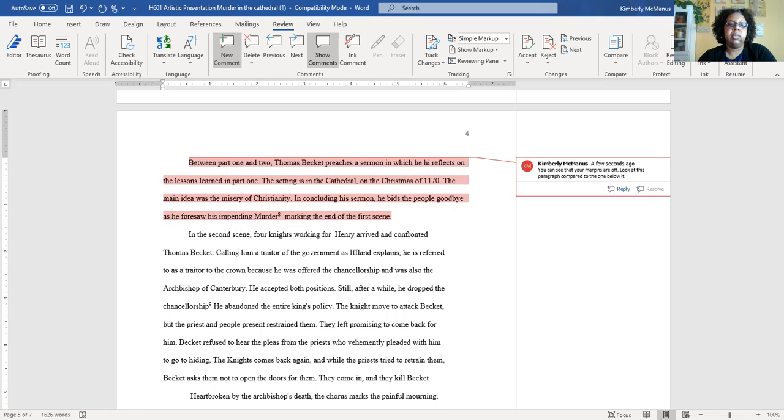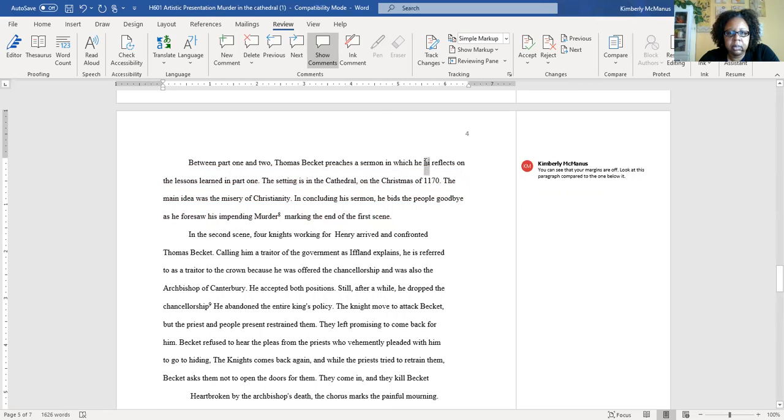Okay. Between part 1 and 2, Thomas Becket preaches a sermon which he reflects on the lessons learned in part 1. The setting is in the cathedral on the Christmas of, I don't know why you would put a comma here. The main idea was the misery of Christianity. Concluding his sermon, he bids the people goodbye as he foresaw his impending murder. Why is murder capitalized?